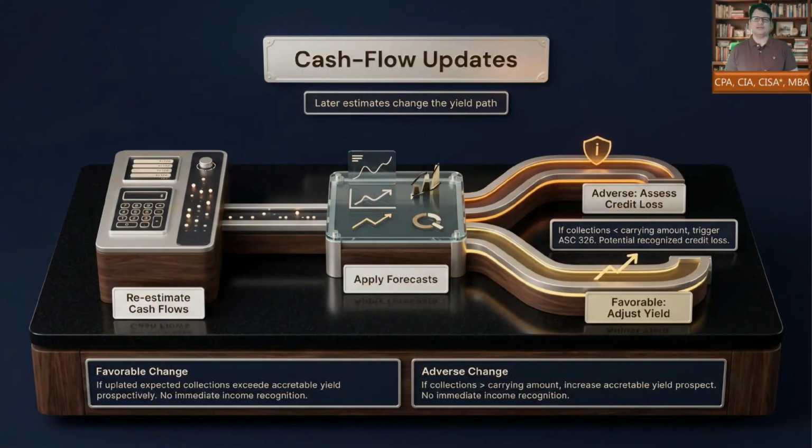At each reporting date, the holder updates expected cash flows using current conditions and reasonable supportable forecasts. If the update is favorable and expected collections still exceed the carrying amount, the accretable yield is adjusted prospectively. That means no immediate catch up gain and no retroactive restatement. If the update is adverse and expected collections fall below the carrying amount, the holder must evaluate credit loss guidance under ASC 326. So the cash flow update tells us whether we adjust yield or move into credit loss analysis.